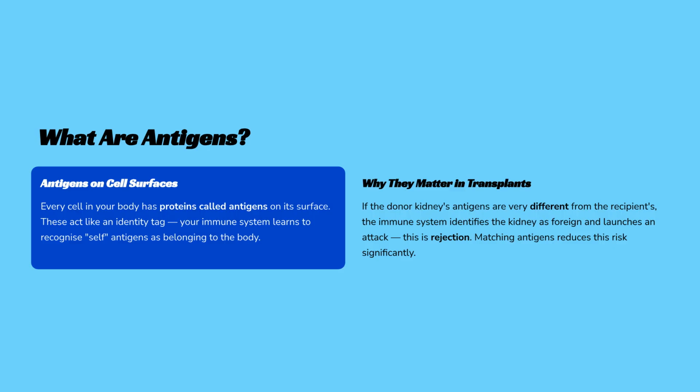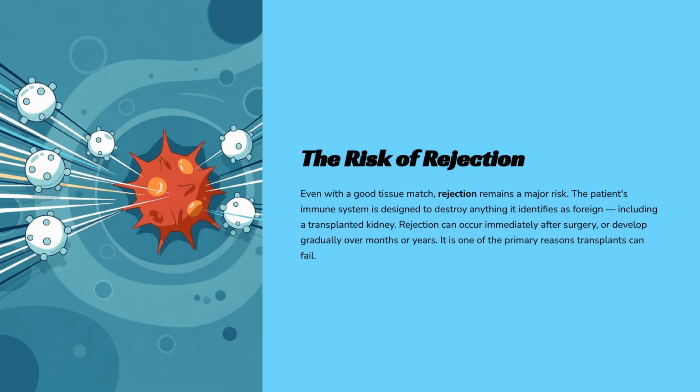Matching antigens reduces this risk. The risk of rejection is always present. The immune system is naturally designed to destroy foreign objects, including a transplanted kidney. Rejection can happen immediately or develop over time, and it's a primary reason transplants fail.